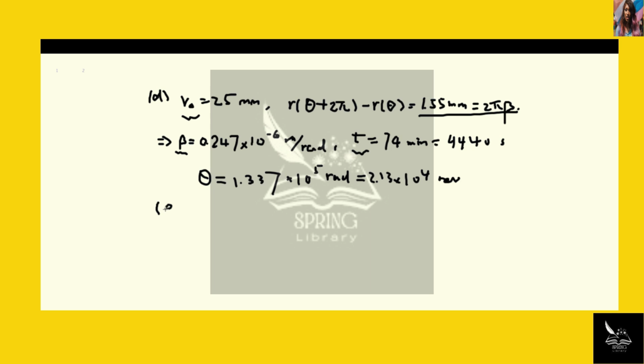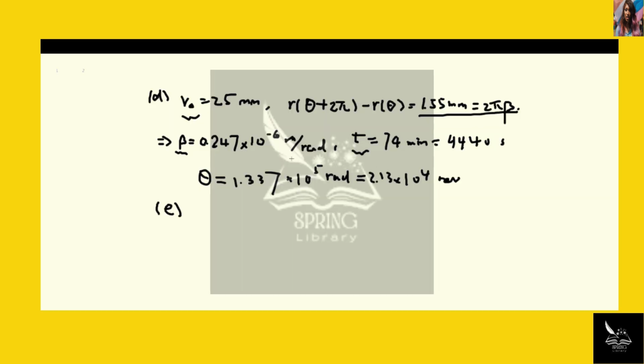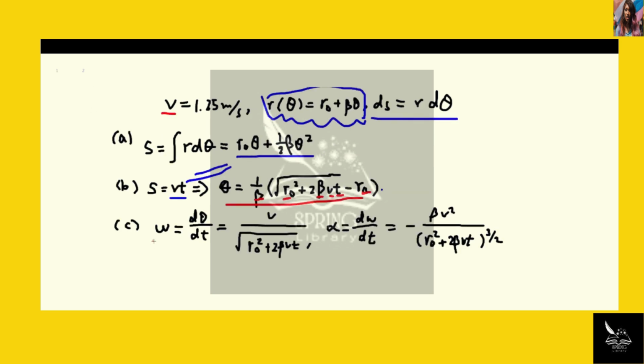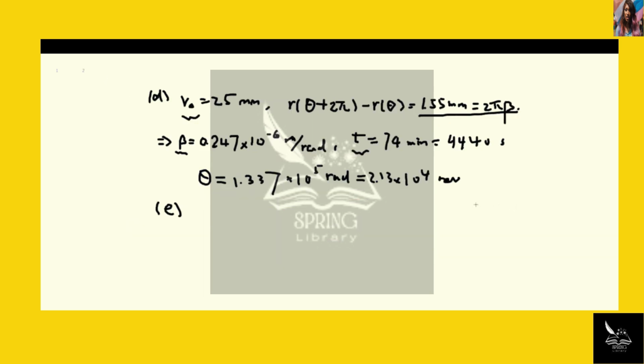Okay, in the last part of the problem, we simply plug in again the numbers for beta, t, r0, and v into the previous expressions for omega and alpha. You can draw it using mathematical software or even by hand. Omega of t looks like this shape, while alpha of t looks more like this. Okay.